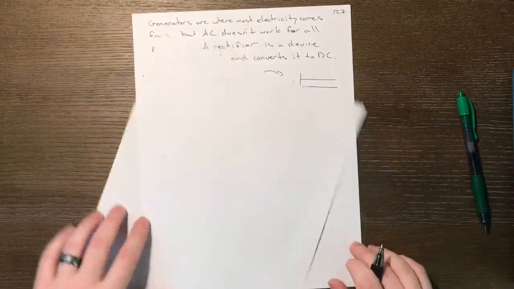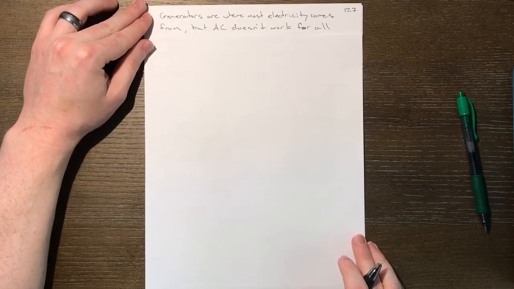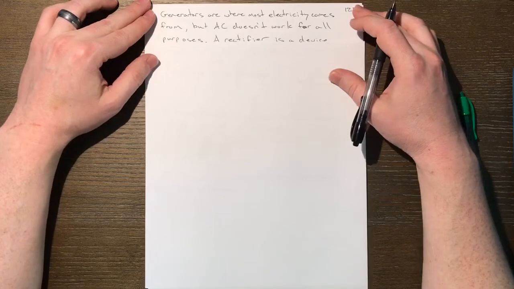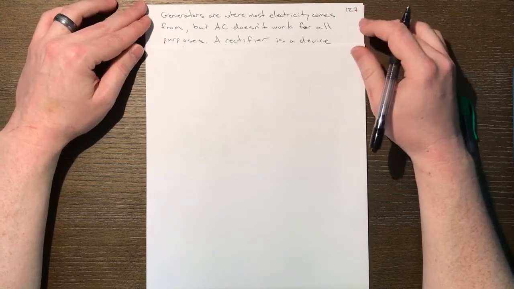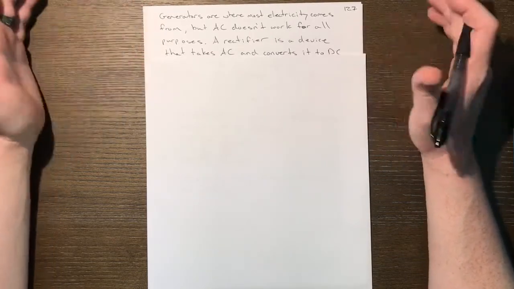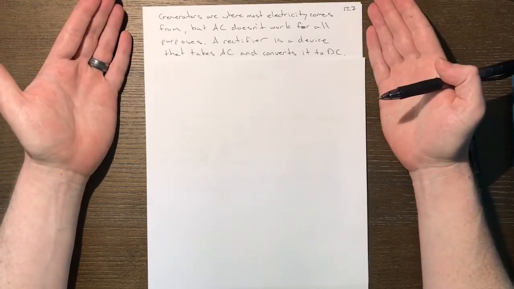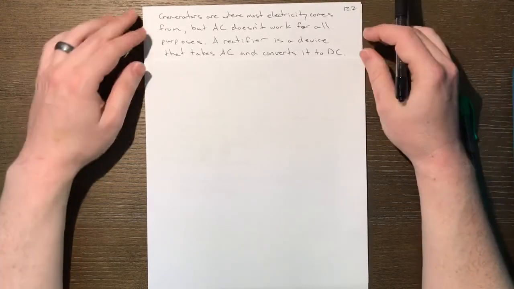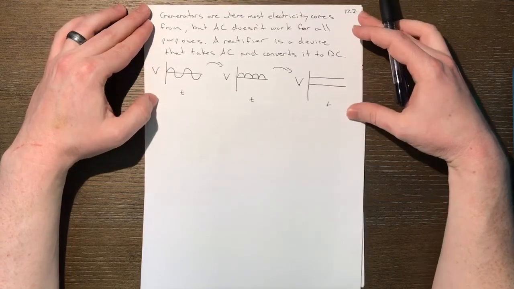So generators are where most electricity comes from. But it turns out that alternating current doesn't work for all purposes. For instance, your phone would be fried if you hooked it up to something that was AC. You don't want to fry your phone and send a few hundred dollars down the drain. So we've got things that can fix this. A rectifier is a device that takes alternating current and converts it to direct current.